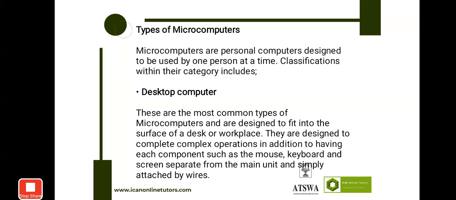So, types of microcomputers. Microcomputers are personal computers designed to be used by one person at a time. Classifications in their category include, unlike the mainframe that needs a team of professional operators, in the microcomputers, it's designed for just one operator. It can even be an unskilled person. So examples of computers categorized as microcomputers, we have the desktop computer. Now, these are the most common types of microcomputers, and they are designed to fit into the surface of a desk or workplace.